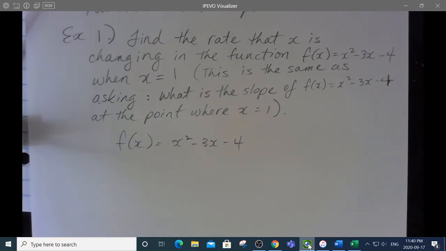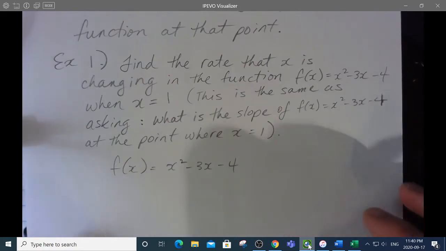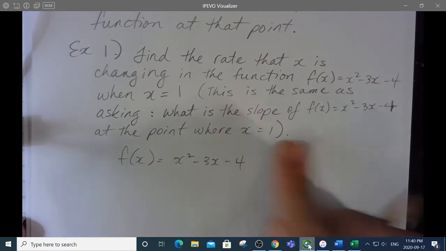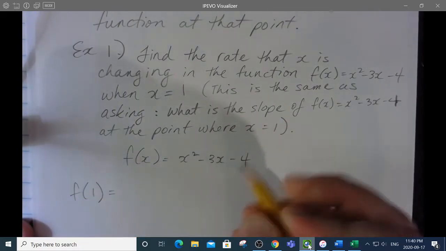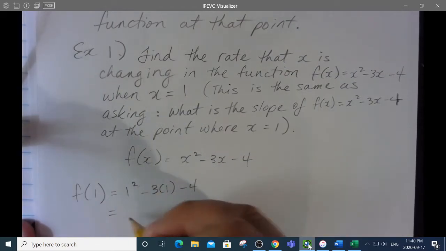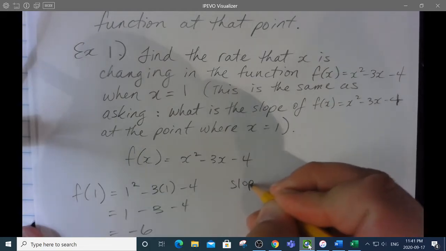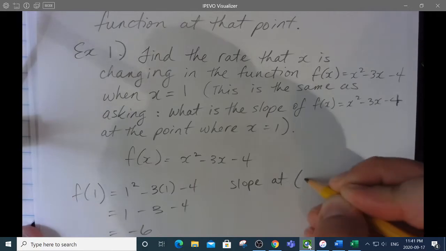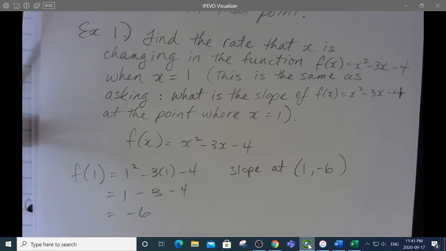Well, you know what the first thing we have to do is. If we know x is 1, we have to find a y coordinate, right? We want a point on this graph where x is 1. I need to know the y coordinate of that point. So I guess the first thing I should figure out is what f of 1 is. So f of 1 is 1 squared minus 3 times 1 minus 4, which is 1 minus 3 minus 4, which is negative 2 minus 4, which is negative 6. So in other words, I'm looking for the slope at the point (1, negative 6). So that's our first kind of thought process.